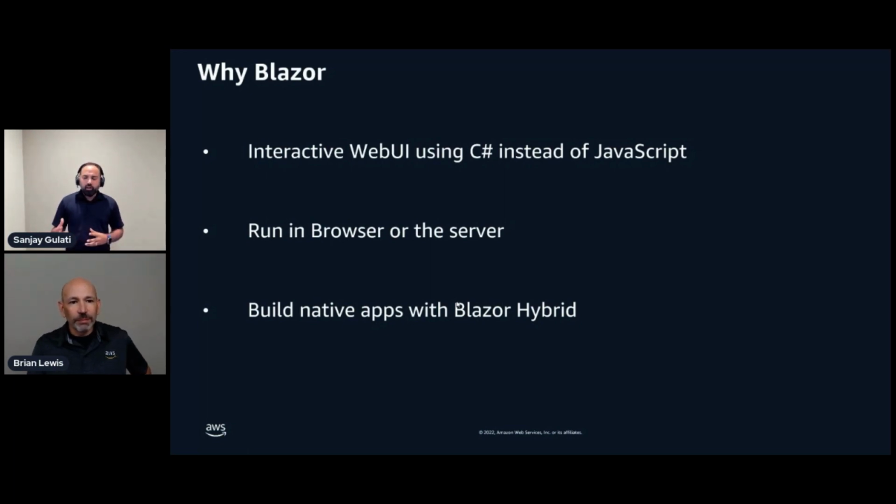And also, as we talked about initially, we're talking about building cross platform applications, right? So with Blazor Hybrid, you can build native applications that run on top of MAUI. So if you want to build a native mobile app or a native desktop app, you can reuse those Blazor components that you've built for your web application in your native applications. So those are, I think, the big reasons why we selected Blazor.